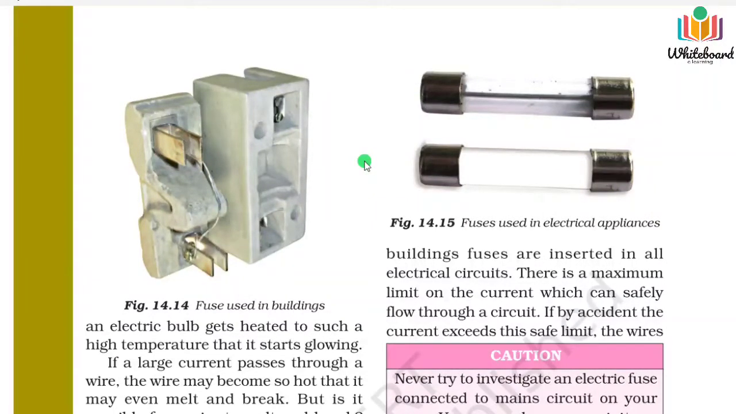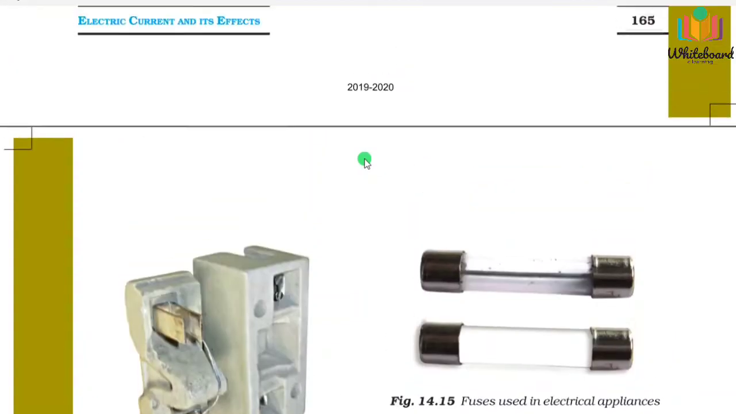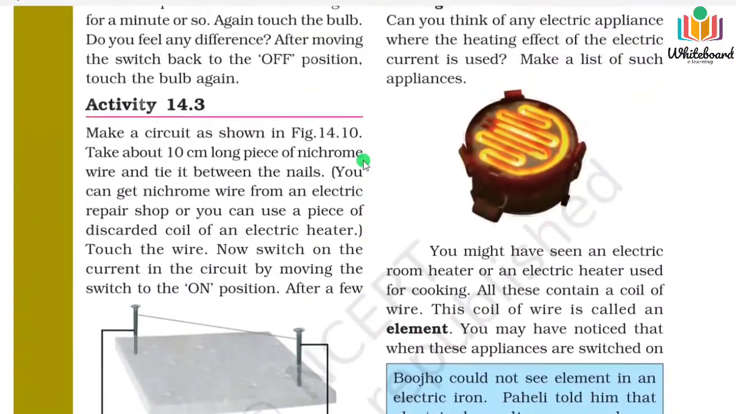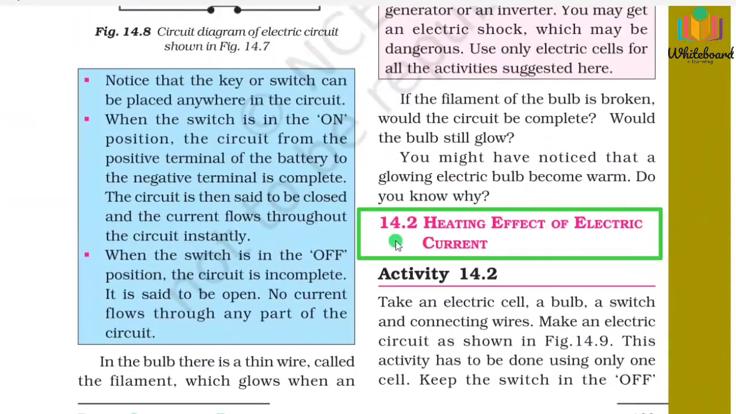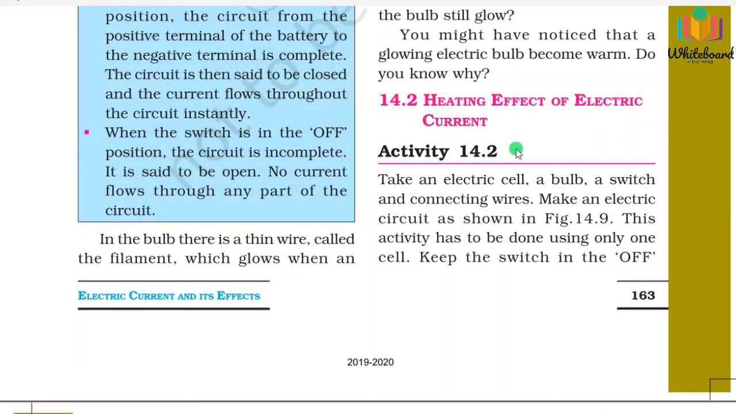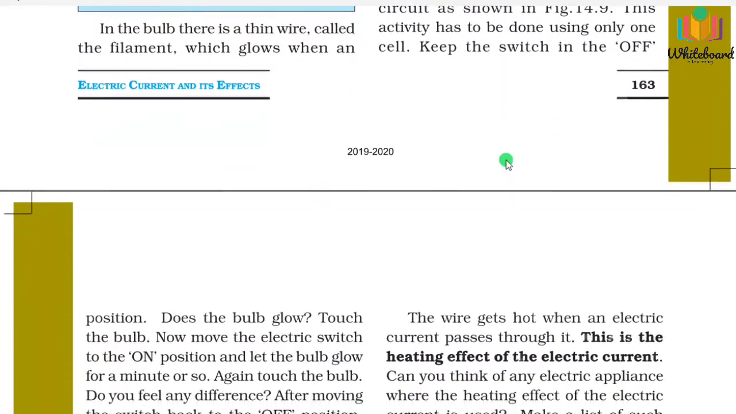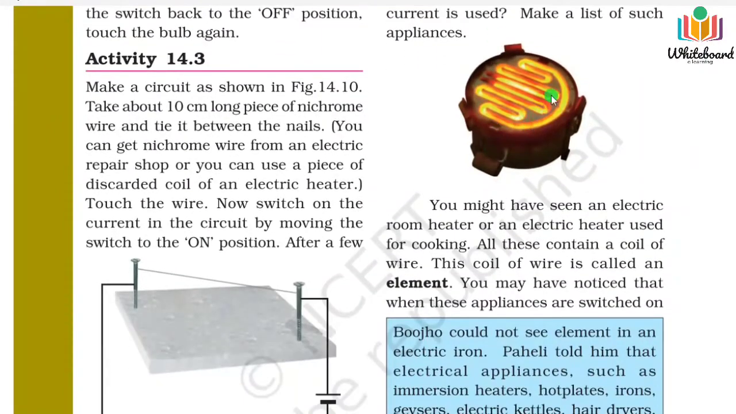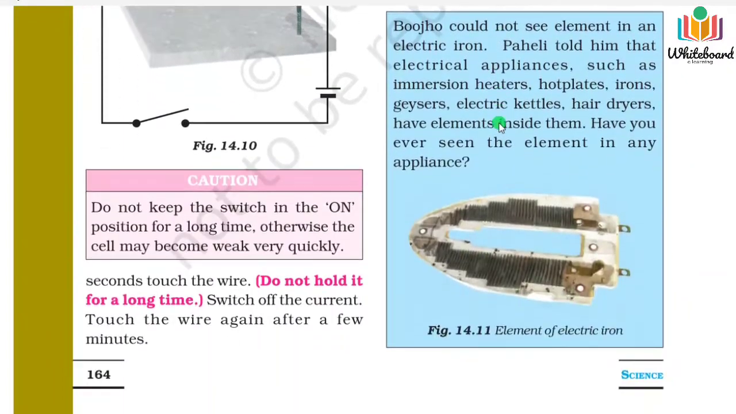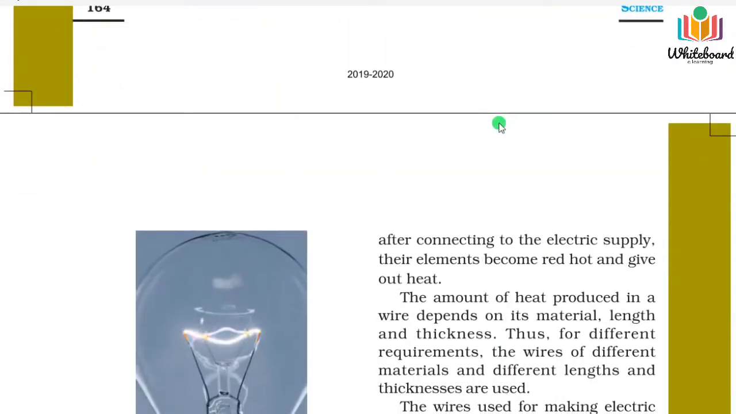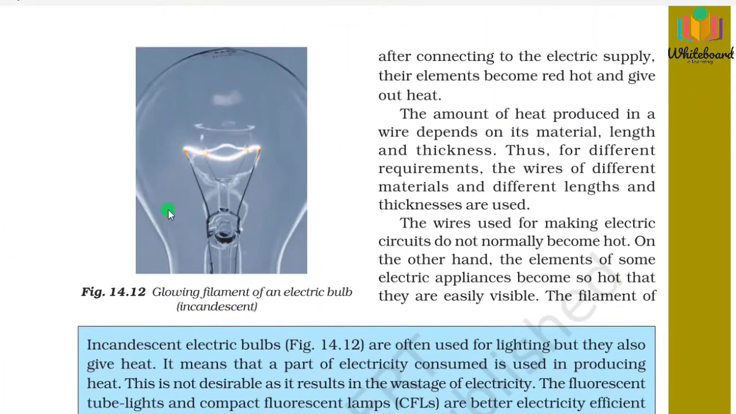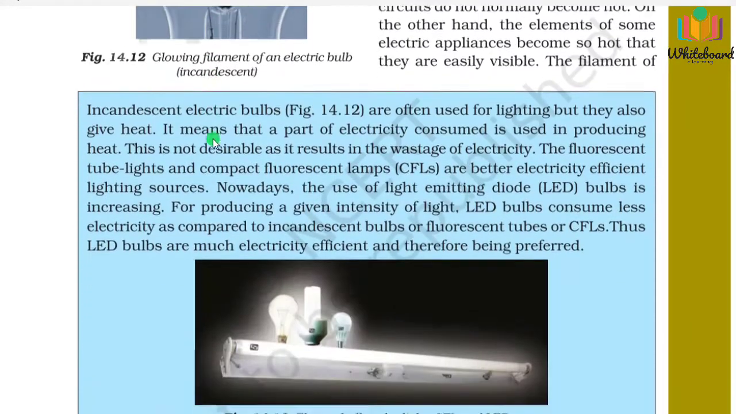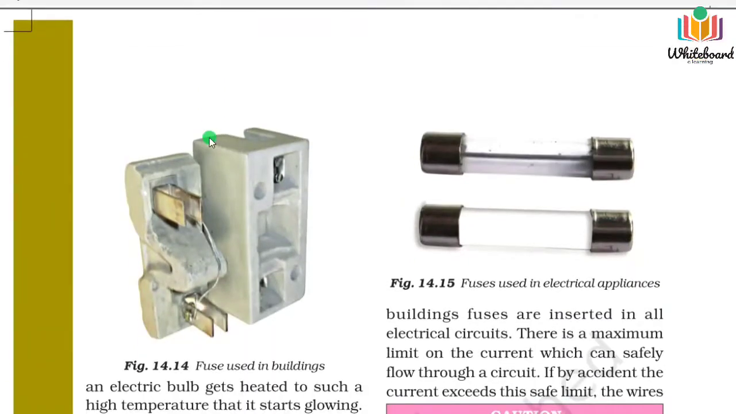And in my previous video, we started the topic of heating effect of electric current. This one you can see is 14.2, heating effect of electric current. You can see the applications of heating effect of electric current. We have given the example of a heater, the heating element. The next application I told you is the electric incandescent bulb. This is the second example, and the third application is the fuse.